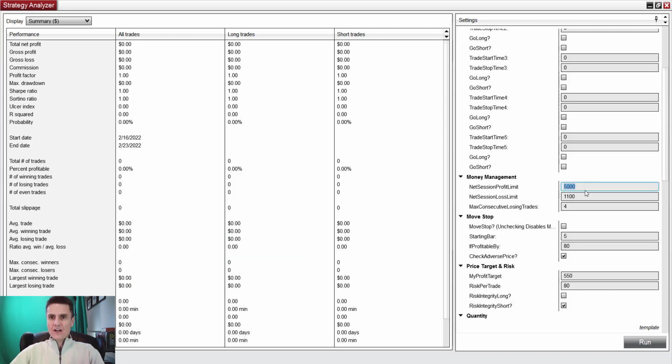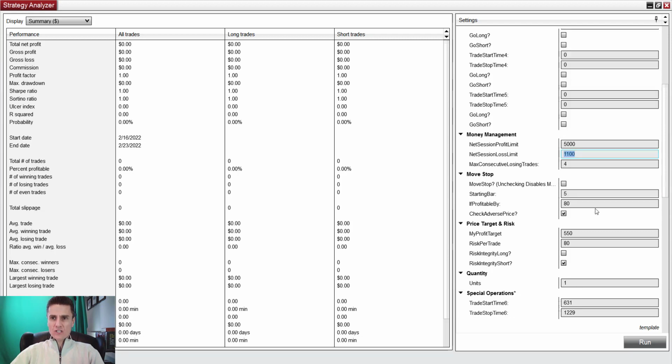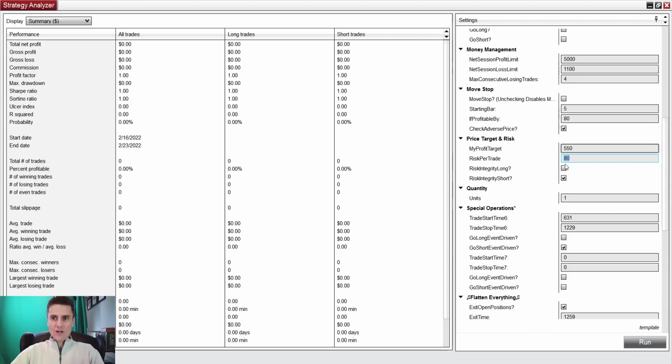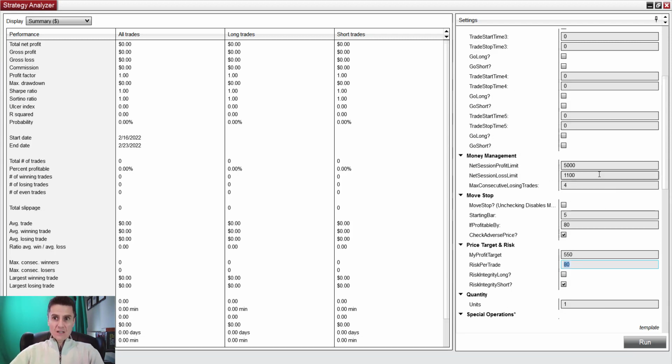And so I have 5,000 for the net session profit limit, 1,100 for the net session loss limit, max consecutive loss trades 4. I have currently not checked move stop, which is what I want. My price target is 550 ticks. It's $5 a tick on NQ. And then risk per trade is 80, so I have a $400 risk going into this, knowing I could lose $400 several times, okay? Because it goes up to 1,100 or 4 consecutive losses. Whichever one of those two hits first, it's going to stop trading.